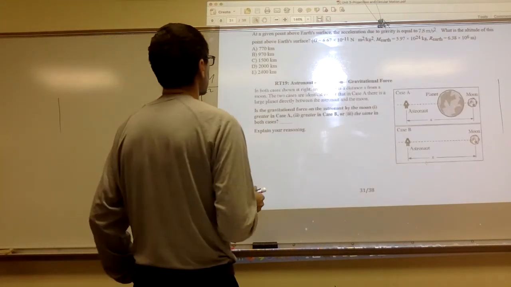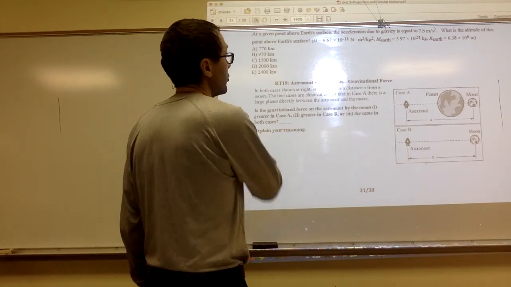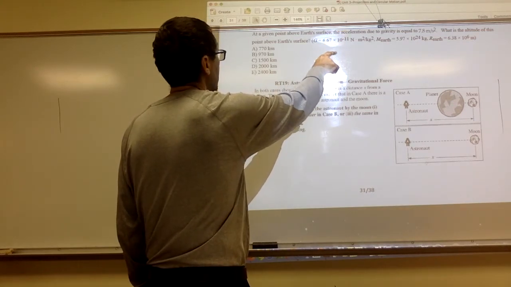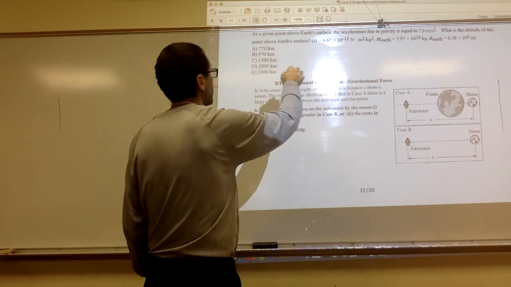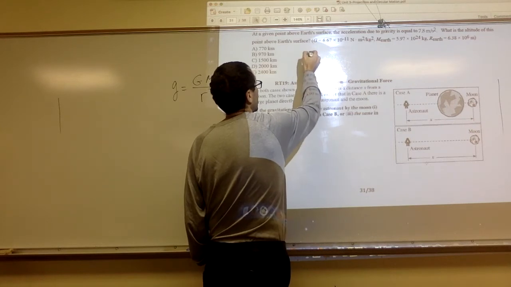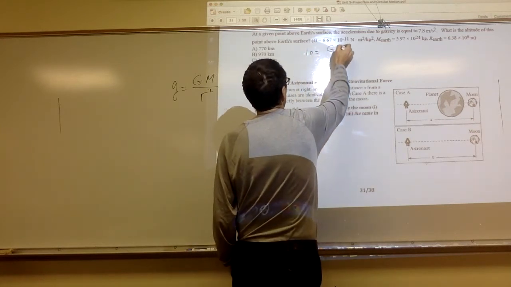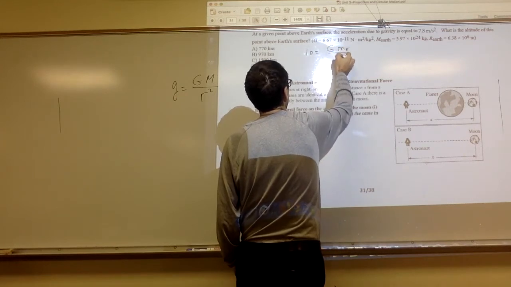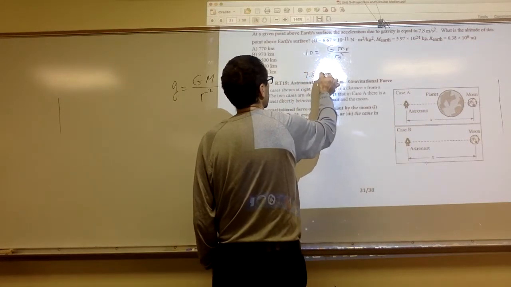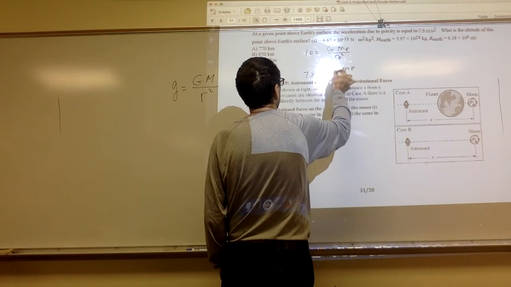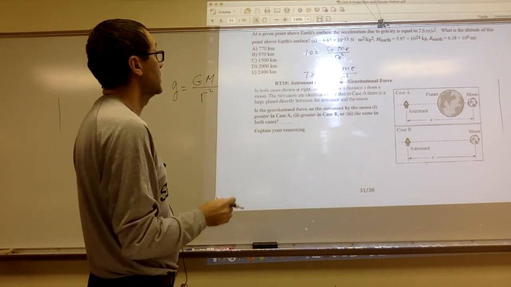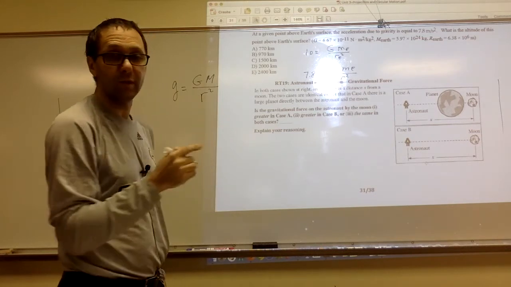Okay. At a given point above Earth's surface, the acceleration due to gravity is 7.82 meters per second squared. What is the altitude? So we're looking at above the surface. Okay, so I'm going to say g at the surface is, which is really, I guess we're going to use 10, equals big G, mass of Earth over the radius of Earth squared. Now at this other location, it's going to be 7.8 equals big G, mass of Earth over the radius squared. Now that's height plus the radius. So when you're done, you have to subtract the radius of the Earth.